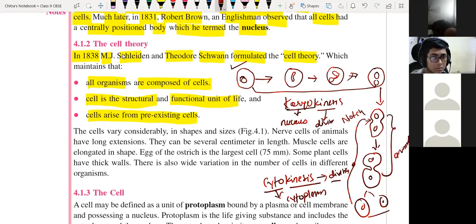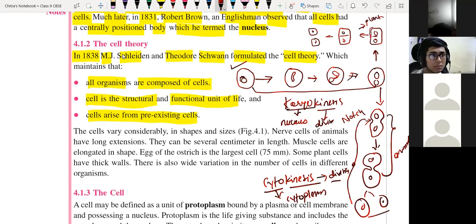But what about the plant? In plants, an intercellular septum is formed. Suppose here we have two nuclei, then here one intercellular septum is formed. That intercellular septum grows towards the peripheral end of the cell like this, and finally two cells are formed. So this is also cytokinesis, but here it is in the case of the plant.